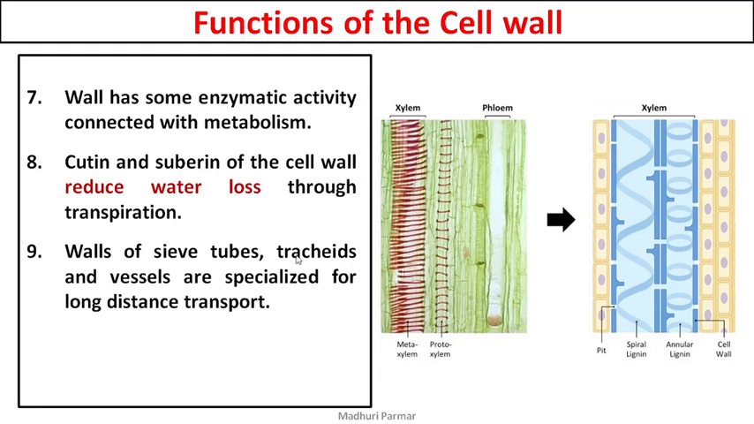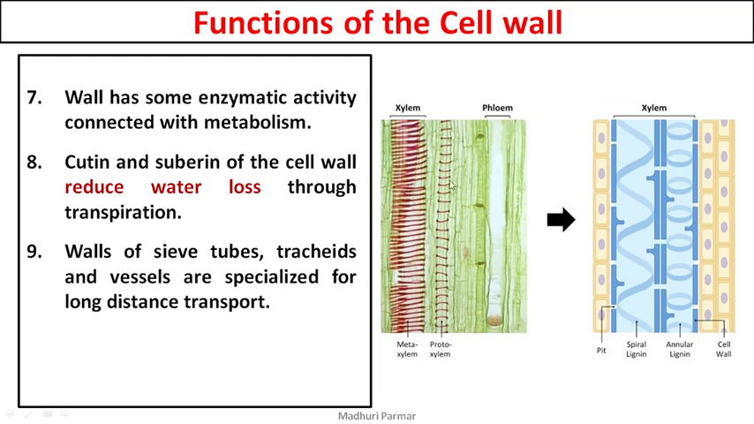Walls of sieve tubes, tracheids, and vessels are specialized for long distance transport. Now again, have you ever tried drinking some fruit juice or smoothie with a straw? What happens when there is very little smoothie or juice present at the bottom? The straw will collapse. Why does the same not happen with xylem or phloem? They are also straws, right? It does not happen because they have a cell wall, and this cell wall is normally lignified. Lignin provides structural support, so that the straw does not collapse.